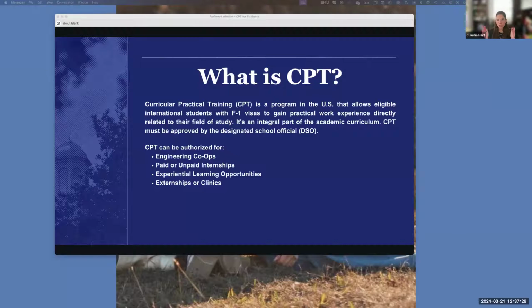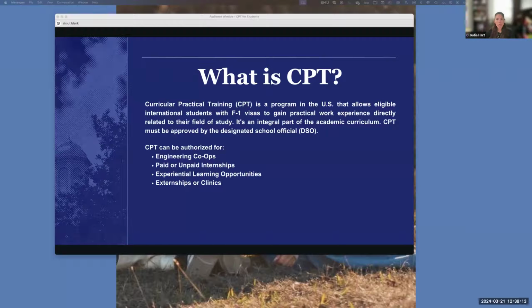Some of the terms I'm going to use in the presentation are CPT work authorization and internship, which sometimes we use to refer to the same thing. CPT can be authorized for courses. It needs to be linked to the curriculum. So it's a practicum experience. This particular work authorization is not meant to help you with financial needs. It is driven by the curriculum requirements.